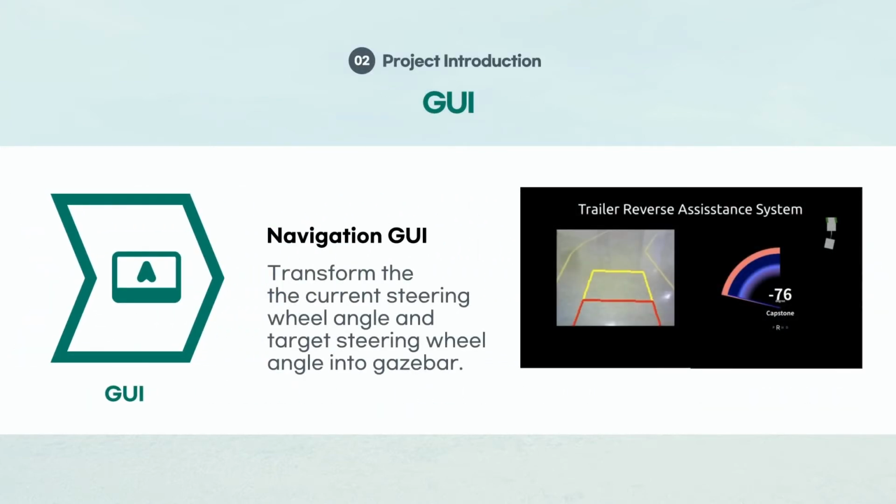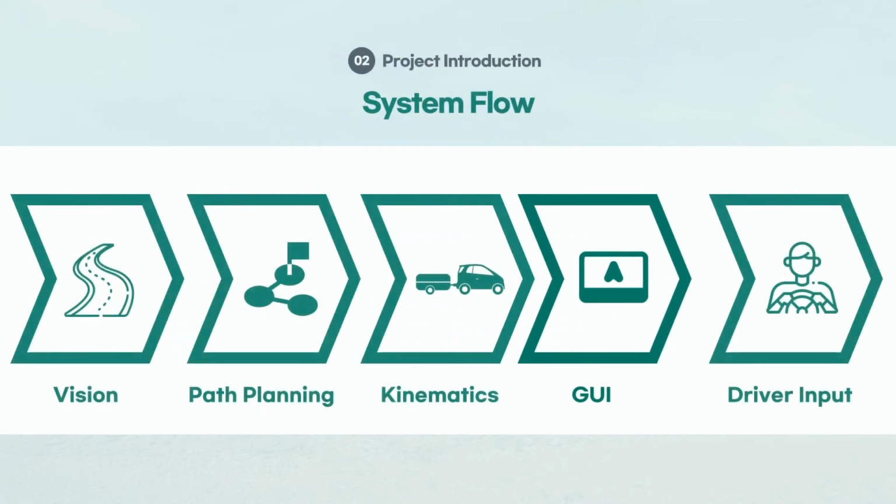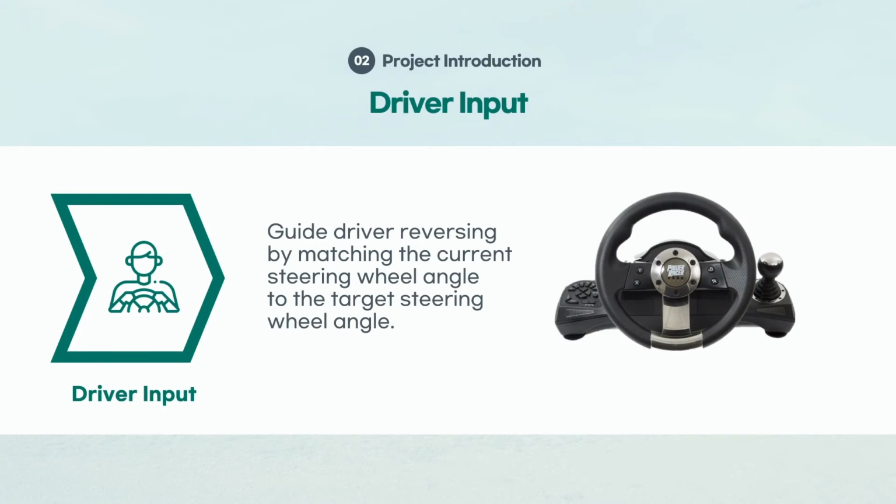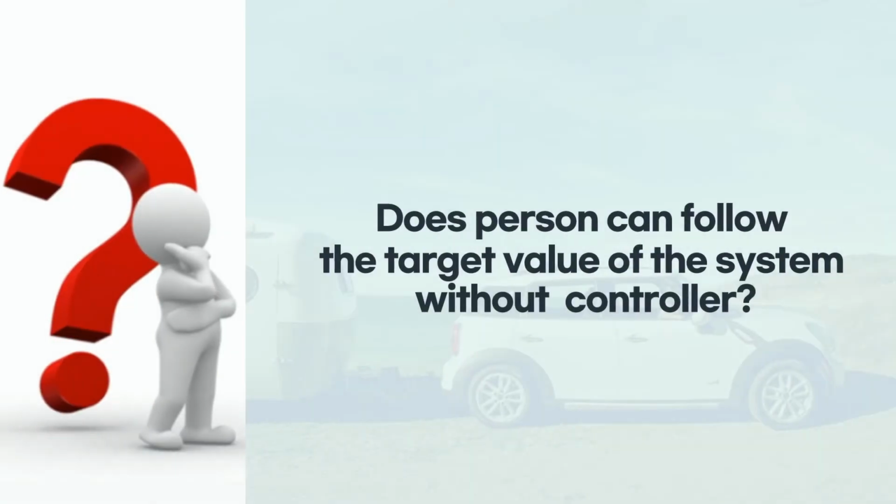Provides a UI to compare the target steering angle with the current steering angle. If you are driving by comparing the handle angles in the UI provided, you can drive the desired path. Like this, our system is driven by the driver looking at the UI screen provided. By the way, can a person, not a system controller, keep up with the system's target?